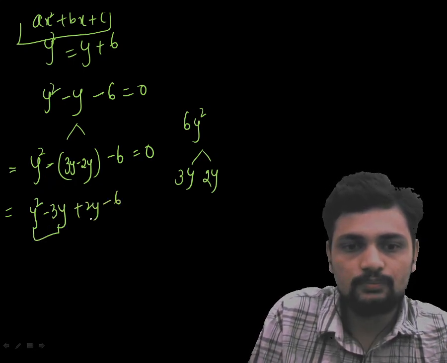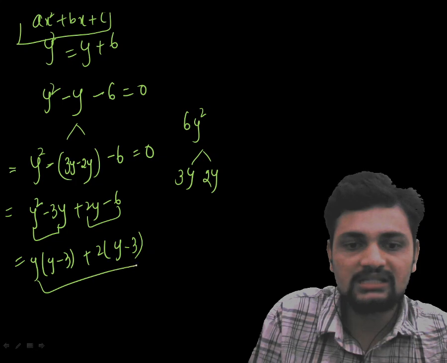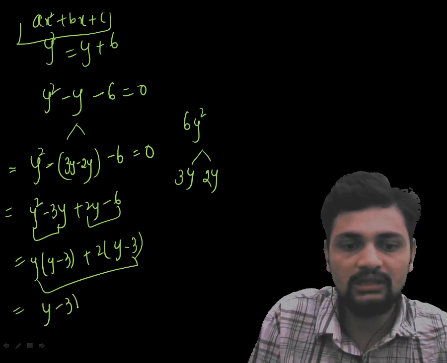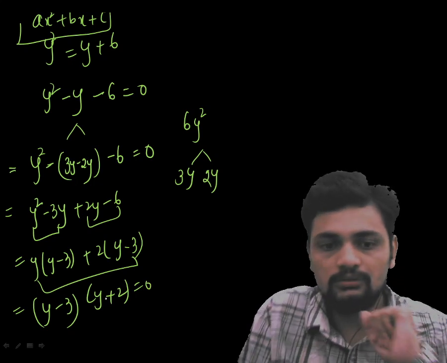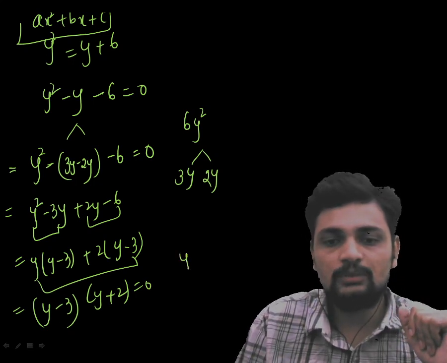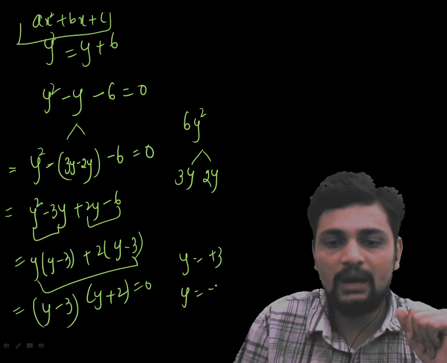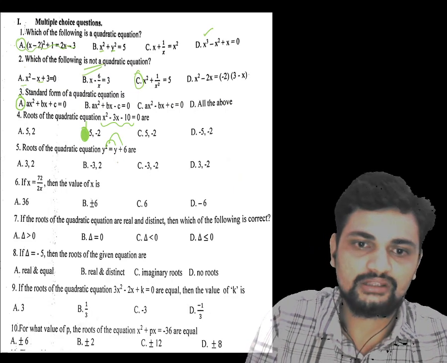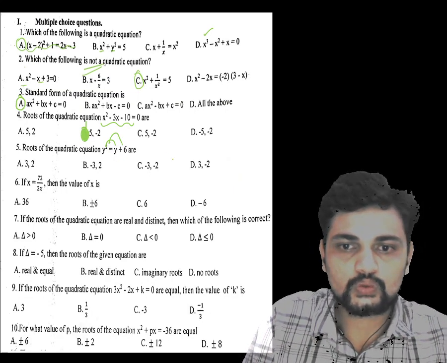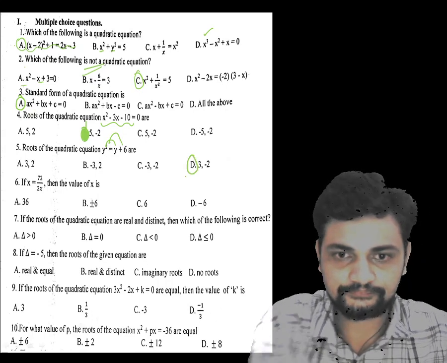As usual, group the two terms. So y is common and here 2 is common. Then consider the entire term as a single term. Then take y minus 3 as common, so y plus 2 is remaining. Then equate each bracket with 0. So y minus 3 equals 0, that means y is plus 3. And y plus 2 equals 0, that means y equals minus 2. 3 comma minus 2 is the correct option, option D. Question number 5, the correct answer is option D.